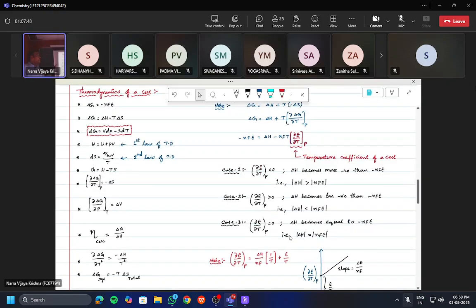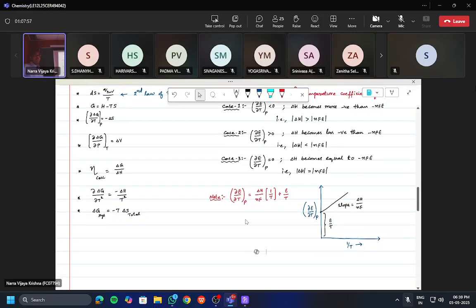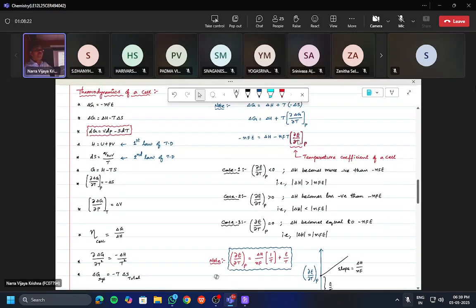Any questions in this? Almost every equation we have derived. Right? Most of the cases, if they want to frame any tough question in JEE Advanced, they will give that question based upon the temperature coefficient of a cell. If they want to frame any tough question, they will frame it from temperature coefficients of a cell. Clear? Any questions in this?